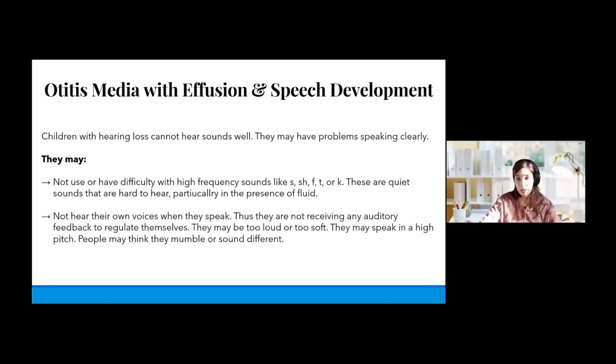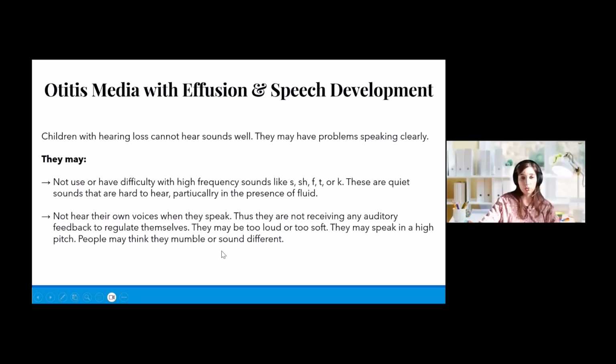All frequencies can be impacted, but the main frequencies that are sometimes impacted are considered high frequency sounds, and that's s, sh, f, t, k. So those kind of consonant sounds, and they're really important to ensure you know the clarity in your speech. And they're really difficult for children to hear in the presence of fluid.